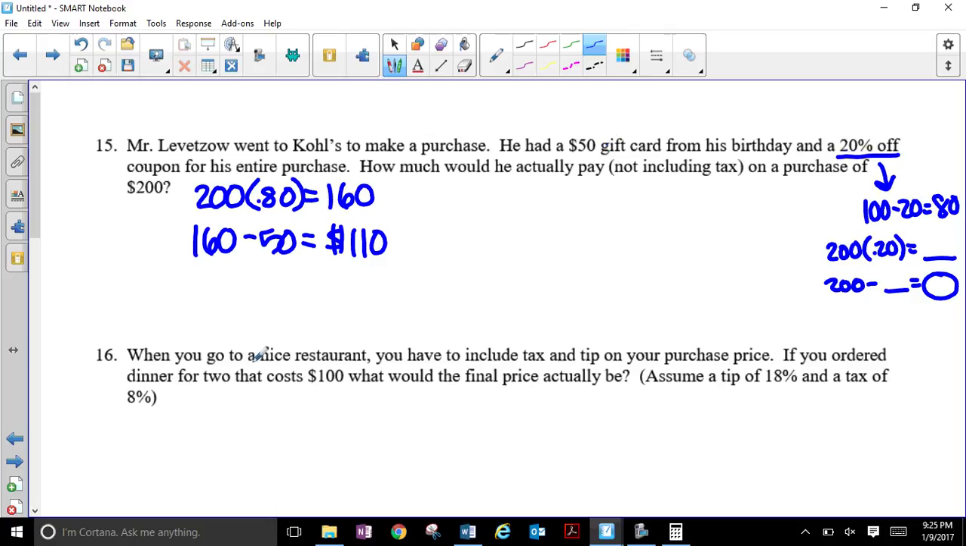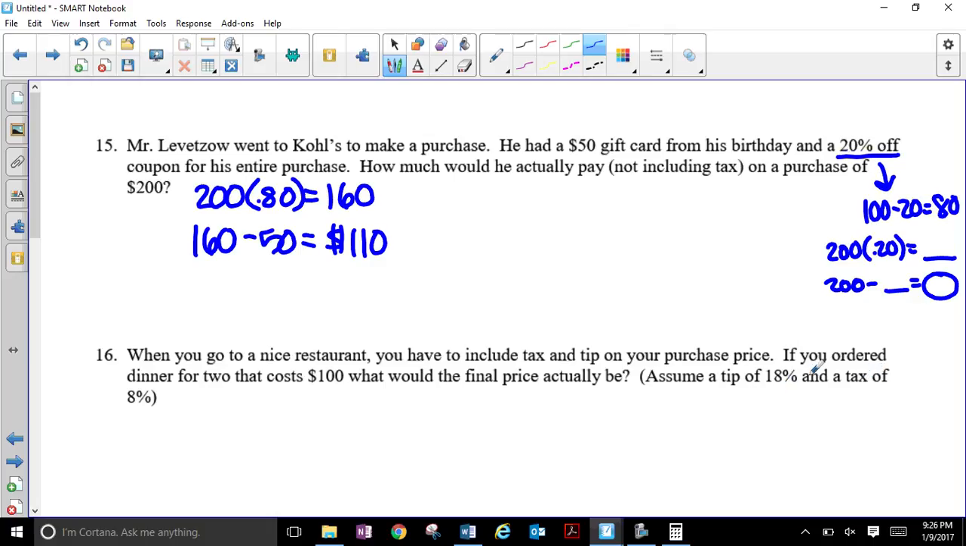All right, on the last one, when you go to a nice restaurant, you have to include tax and tip on your purchase price. If you ordered dinner for two that costs $100, what would the final price actually be? Assume a tip of 18% and a tax of 8%. So when they give you your ticket, you've got to think about how they do this. Sometimes, if it's a big party, they already do the tip on it. But even when they do, they always figure out the total amount with tax first, and then they do the tip based on that.